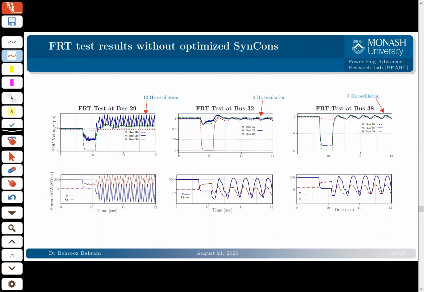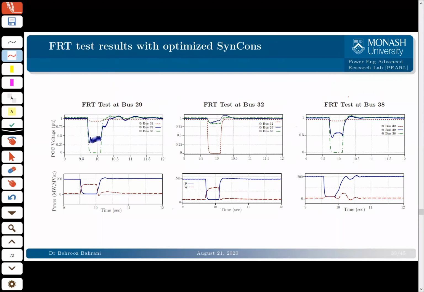So these are the test results of that system without having any SynCon. You can see that upon some faults, for example, a fault at bus 29, upon the recovery, we've got some oscillations in the system. And also we've got about 12 hertz oscillation at bus 29, and at bus 32 we've got 3 hertz oscillation, 38 also we've got 3 hertz oscillation, and of course the system is unstable upon the clearance of the fault.